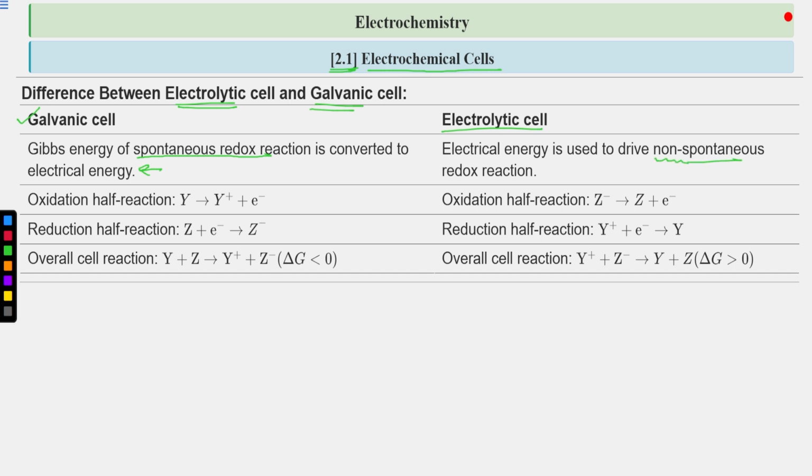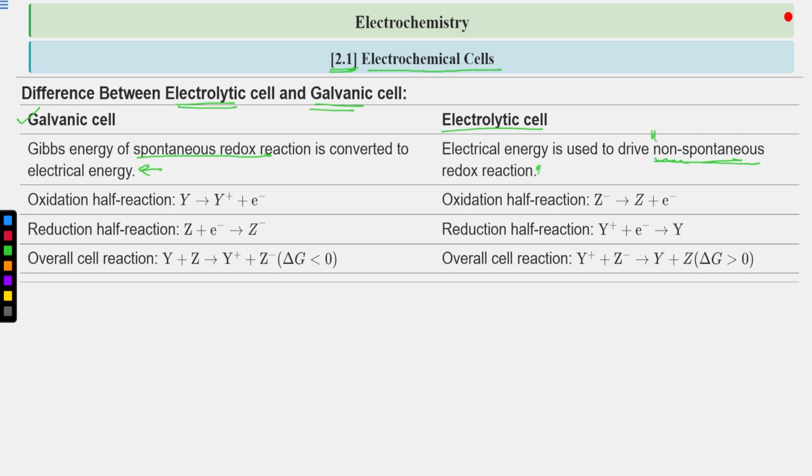Okay, so this is the main difference: in the galvanic cell, we use spontaneous redox reactions whose chemical energy we convert to electrical energy. And in the electrolytic cell, we use a non-spontaneous redox reaction, where electrical energy is used to drive the non-spontaneous redox reaction.